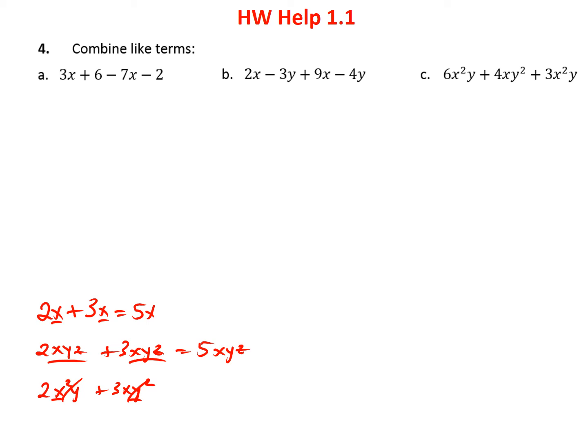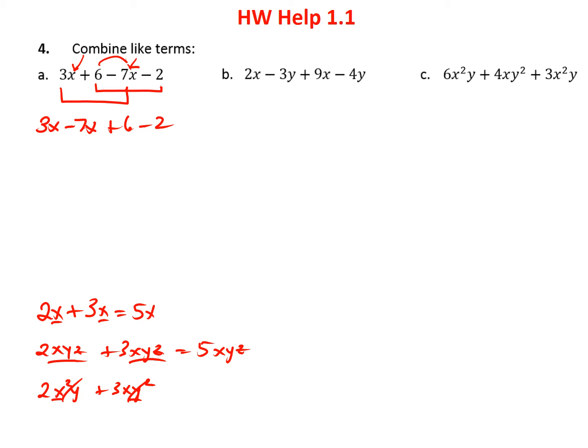So let's look up here at our first problem. Let's look for things that have the same variable part. First of all, notice that the 6 and the 2 do not have any variable, but that makes them actually like terms. Likewise, here, the x and the x are the same, so these can be combined as well. Now, if you want to, you can use the commutative property to get them next to each other. Like I can switch these two here and write it as 3x minus 7x plus 6 minus 2.